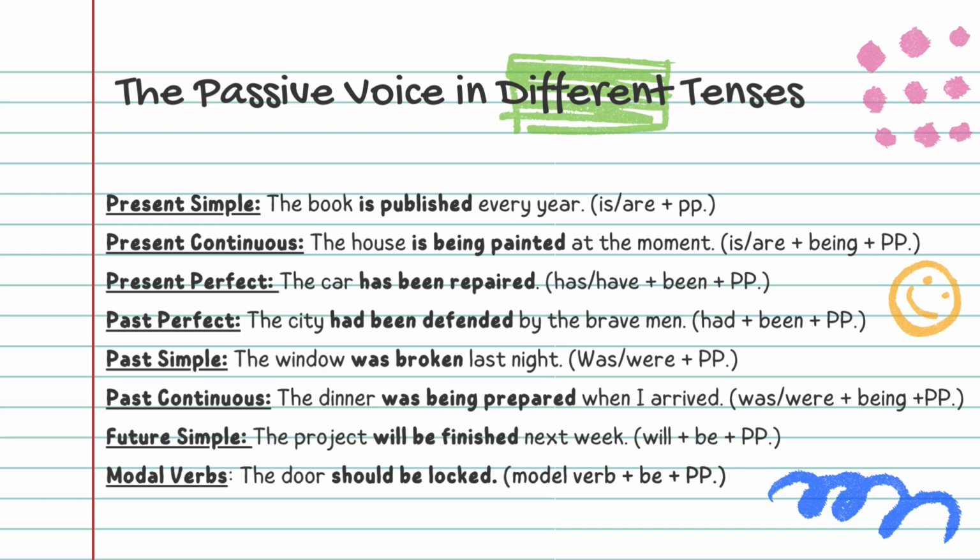Past simple. We add was or were plus pp. Past continuous. We add was or were plus being plus pp. Future simple. We add will plus be plus pp. Modal verbs. We add modal verb plus be plus pp.